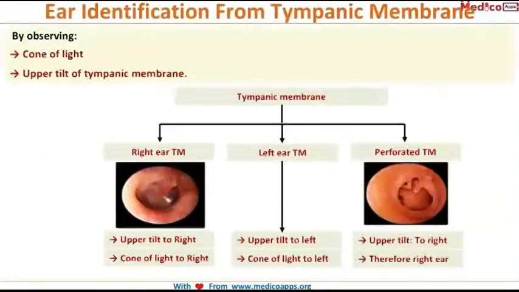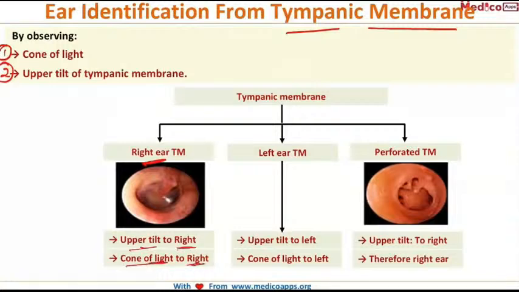Let's apply this. So if you see here, we are trying to identify the side of the ear from looking at the tympanic membrane. Two things we need to observe are the cone of light and the upper tilt of the tympanic membrane. So if it is the right ear, the upper tilt is towards the right and cone of light is also towards the right, as you can see here. And in the left ear, obviously the upper tilt will be towards the left and the cone of light will also be towards the left.